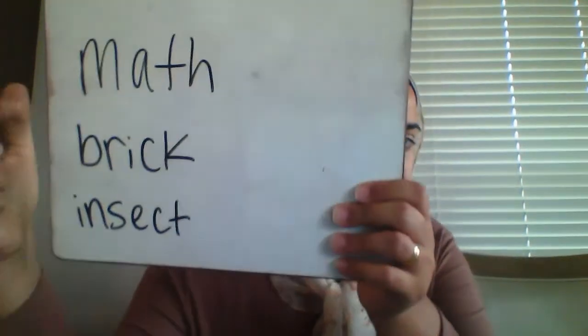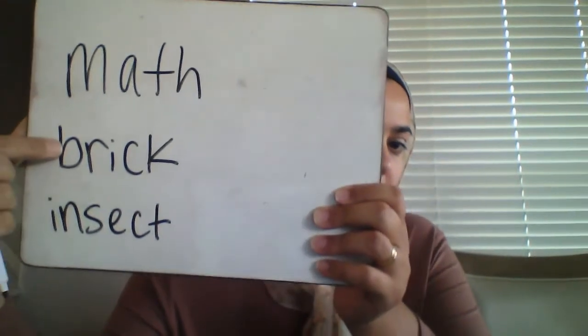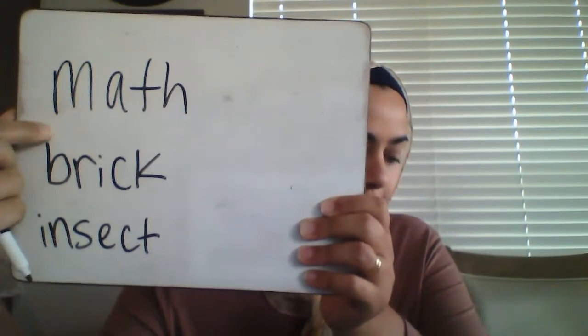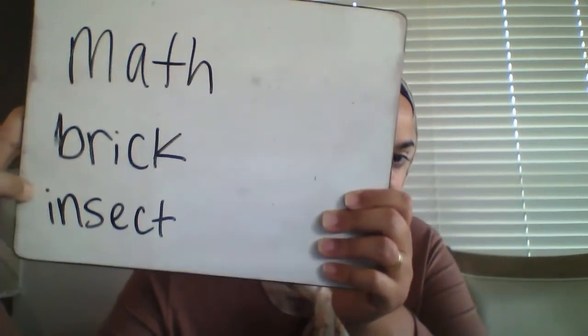Let's code some words like the ones you'll have on your worksheet today. We're going to do some practice before I let you go to do it on your worksheet by yourself. Pay attention, because a lot of these words are coded almost the same way as the ones you're going to have on your worksheet today. We have these 3 words: math, brick, insect. Say math, brick, insect. Very good.